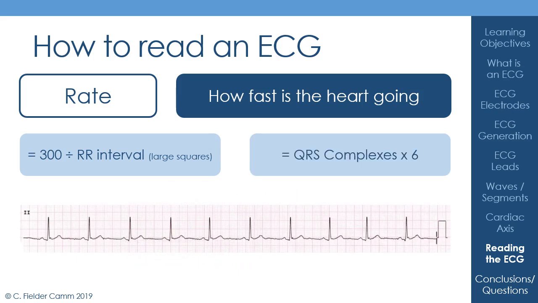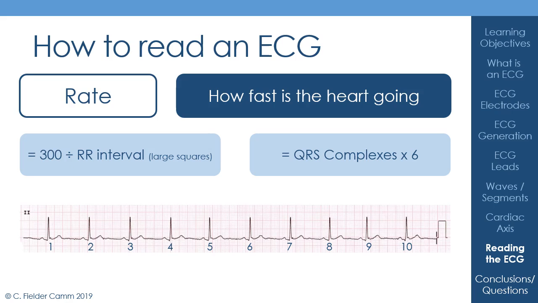Now, another option would be to say, well, I actually know that the ECG takes 10 seconds to go from start to finish. Standard ECG does. And so there are 60 seconds in a minute. So I could count up the number of complexes I see over these 10 seconds and multiply them by 6. We can see that here there are 10 complexes, so multiply by 6 is 60. And so you can see that in most situations these give similar results.